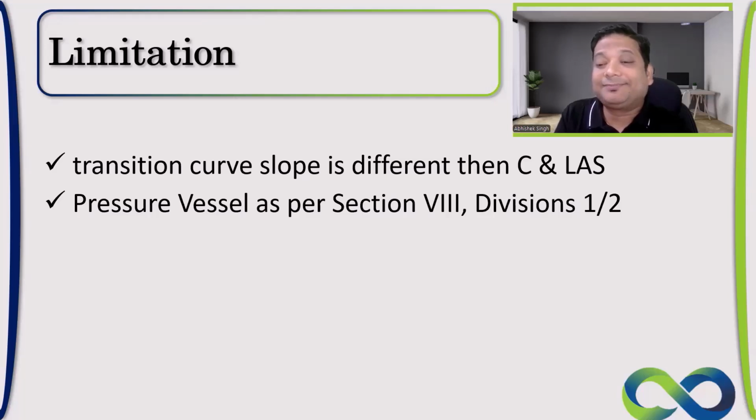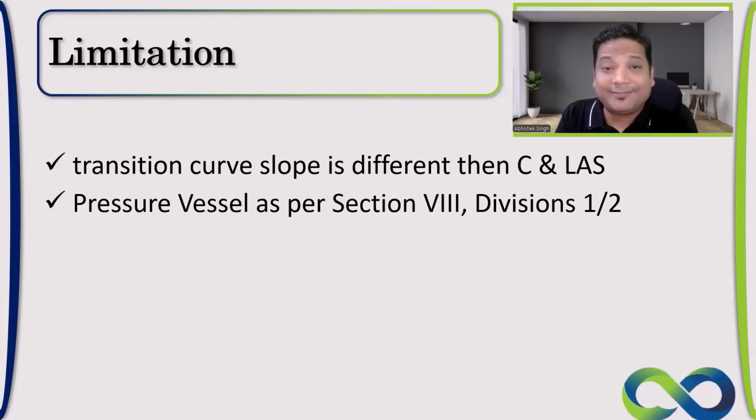Pressure vessel as per Section 8 Division 1 or 2, if it is there, you can apply that. If it is outside that, then it is not applicable. So you have to find the code and follow that procedure. 579 is following the ASME procedure directly. If you have done the calculation earlier, you'll find it exactly the same.